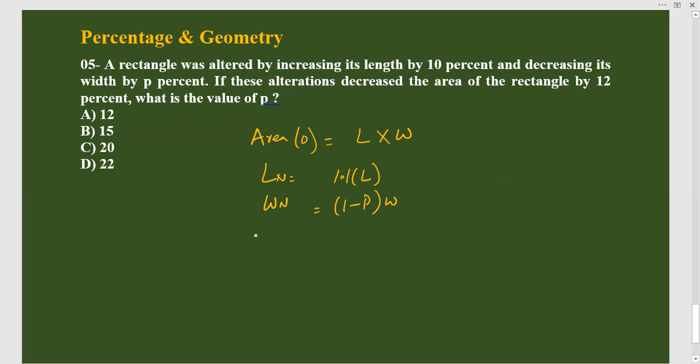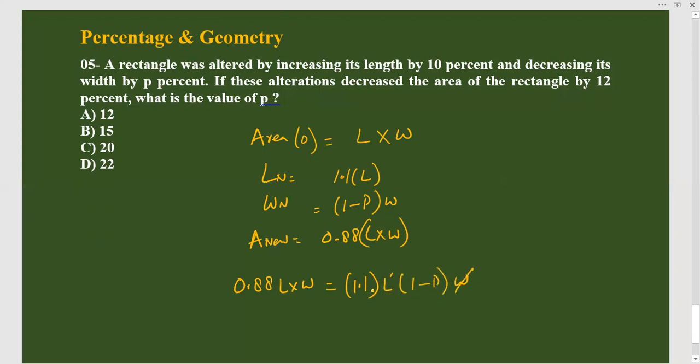And the new area is decreased by 12%. So we will write that it will decrease by 0.88 of length into width. Okay, so we can write this in this form. Area is equal to length into width. So 0.88 length into width, which is equal to what?